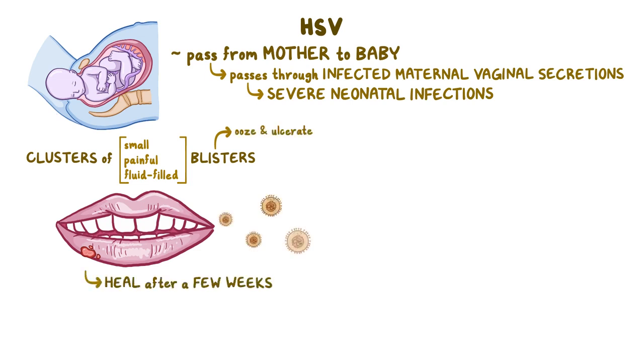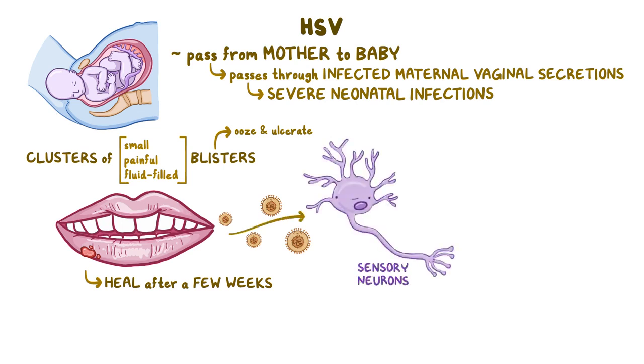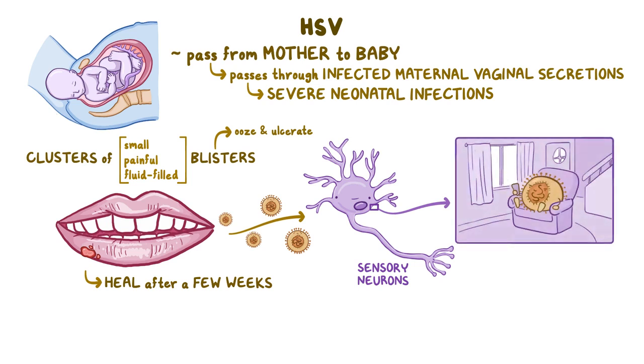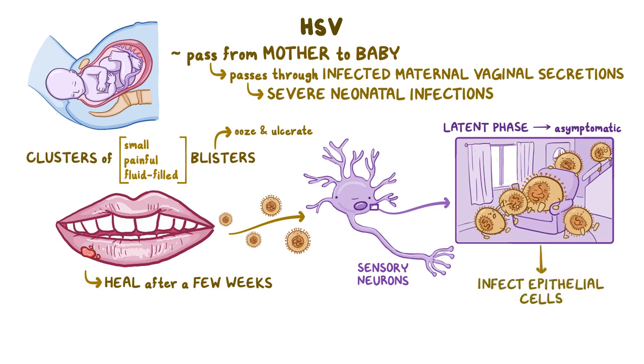However, HSV also infects the nearby sensory neurons, which are not destroyed, but instead they become a permanent home for the herpes virus. This is referred to as the latent phase of the infection, and is typically asymptomatic. From time to time, the herpes virus from the sensory neurons makes a few viral copies of itself, which can get released and infect the epithelial cells.